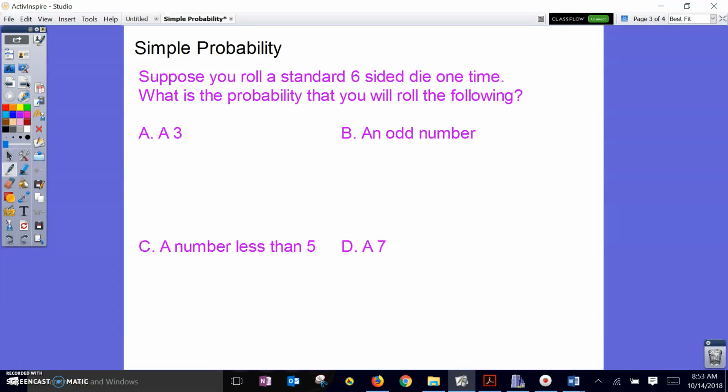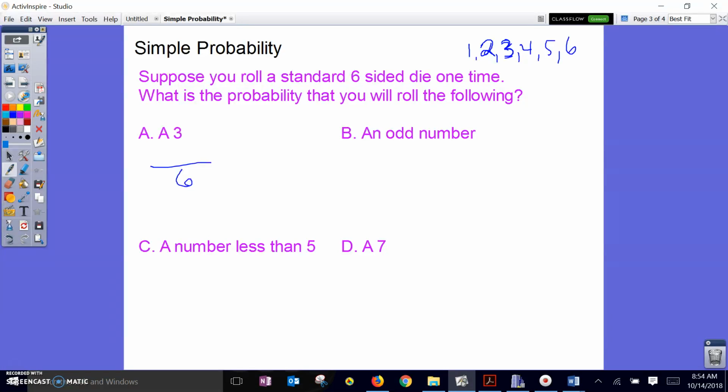Now, a standard 6-sided die, if you don't all remember, is a cube with the numbers from 1 to 6 on it. So those are all the possible outcomes he could roll. They're all equally likely, 1, 2, 3, 4, 5, and 6. So there are 6 possible outcomes, so all of our calculations here will be out of 6.